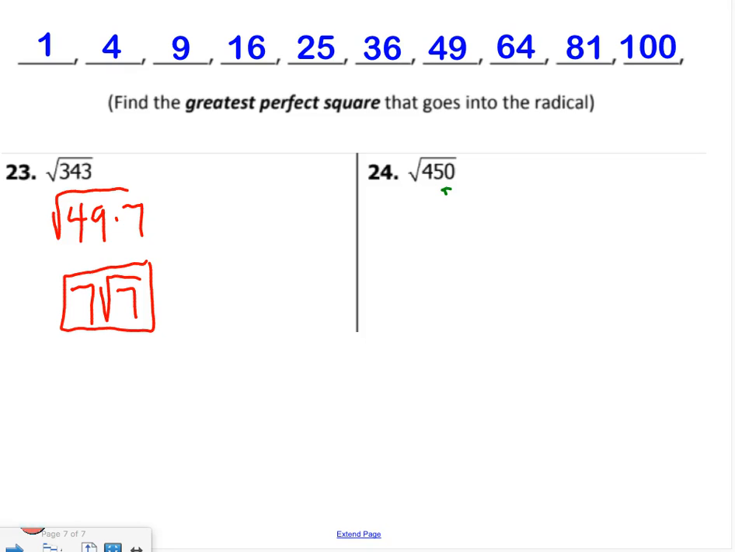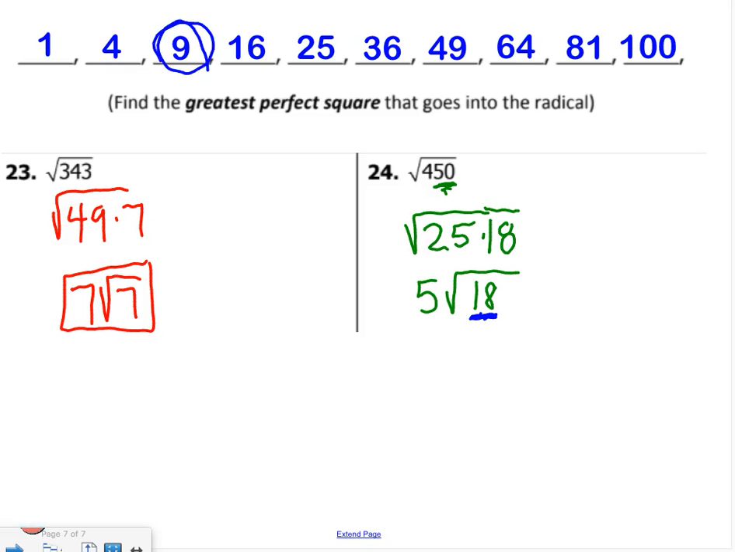Again, it ends in a 0, kind of like 50 cents, so I know that 25 goes in there. So how many times does 25 go into 450? Well, 25 goes in there 18 times. Okay, well, we know the square root of 25 is 5, so that gets to come out. But now we kind of have a unique problem. 18 isn't a perfect square. However, I can break 18 down because I know that 9 evenly goes into it. So I'm kind of going to repeat the process again.